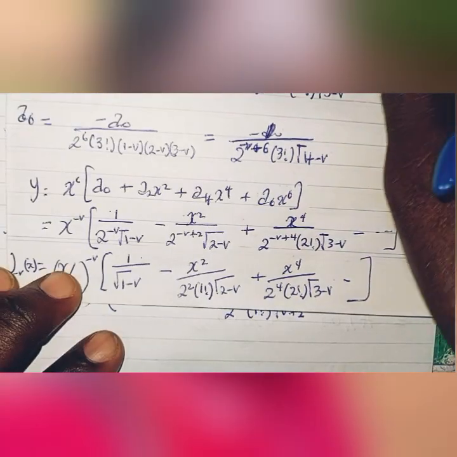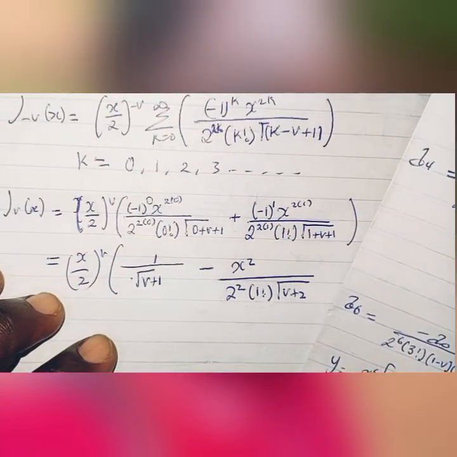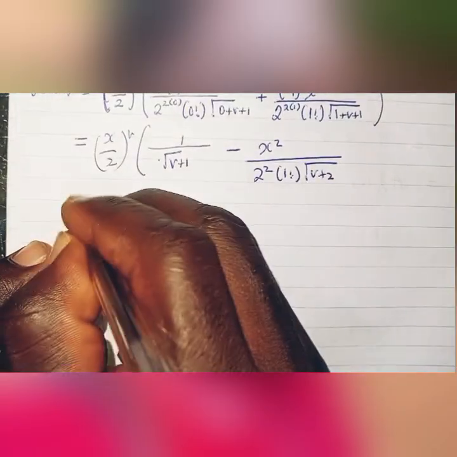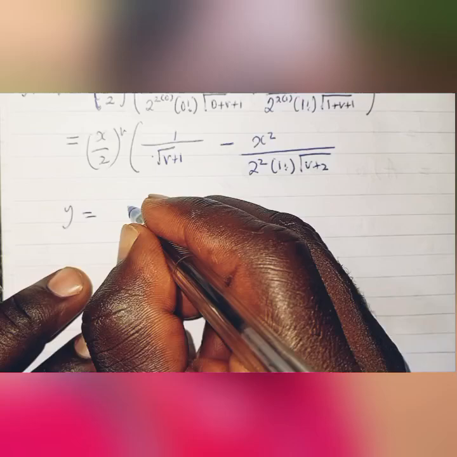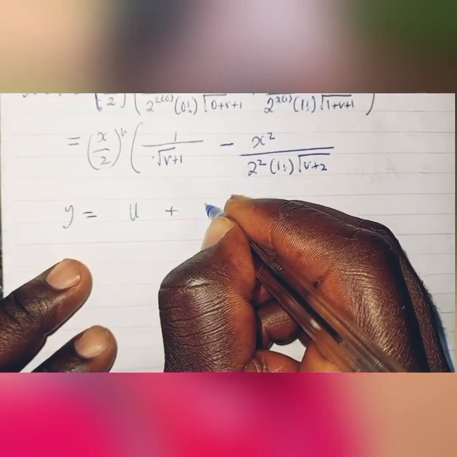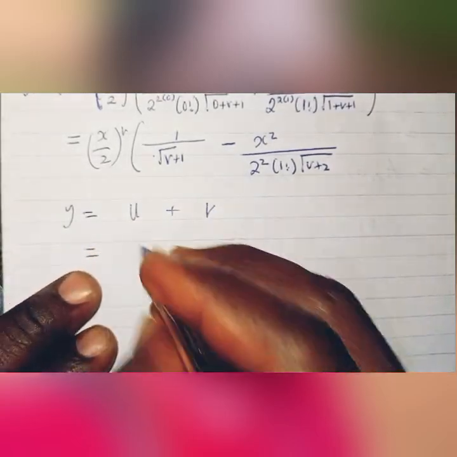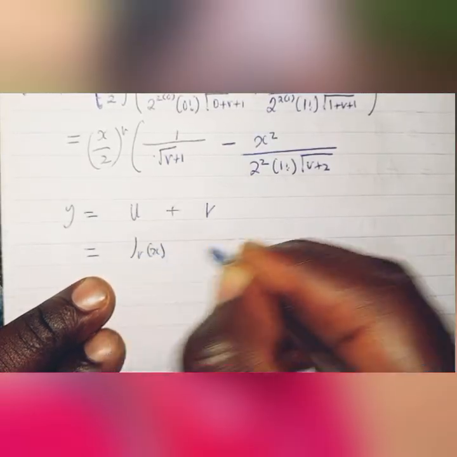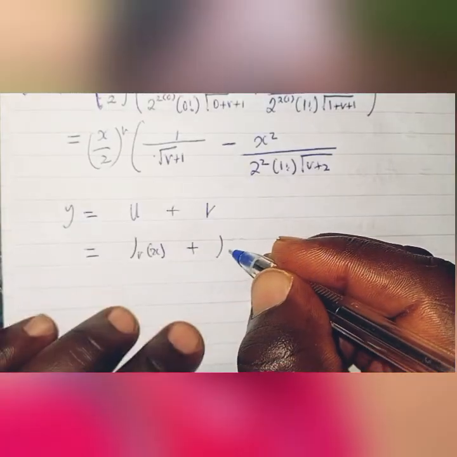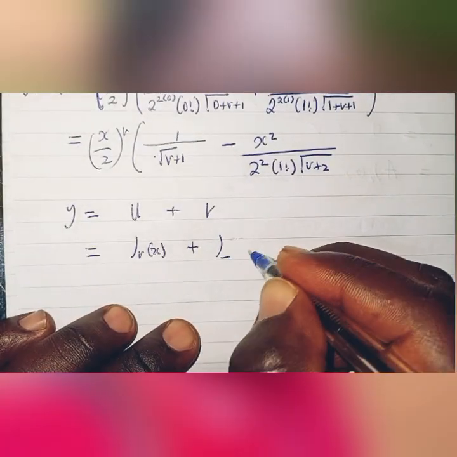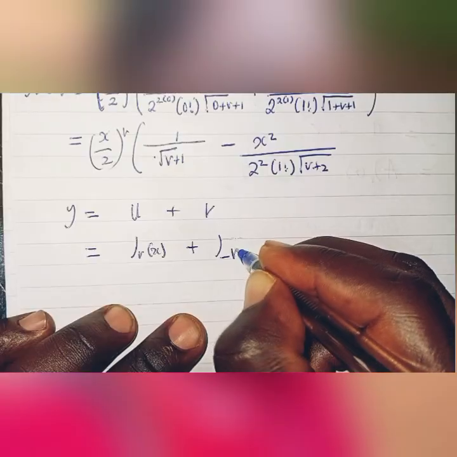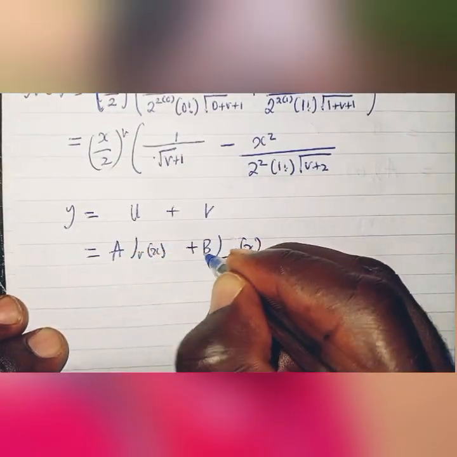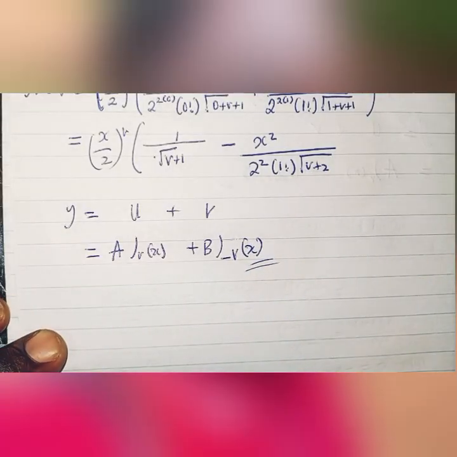So that's why we're going to represent our answer. It will be y equals A times J v of x plus, because that's all the answers that we obtained, plus B times J minus v of x. So we're going to add this now to differentiate it. Now just say this is A, this is B. Now this is going to be our final answer.